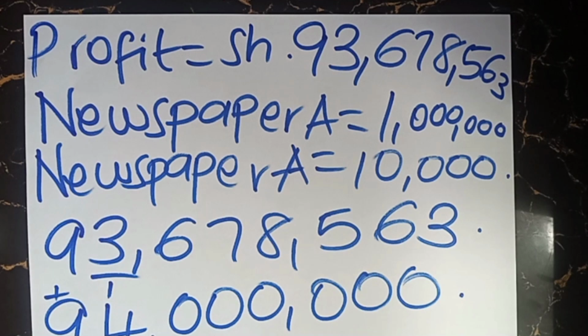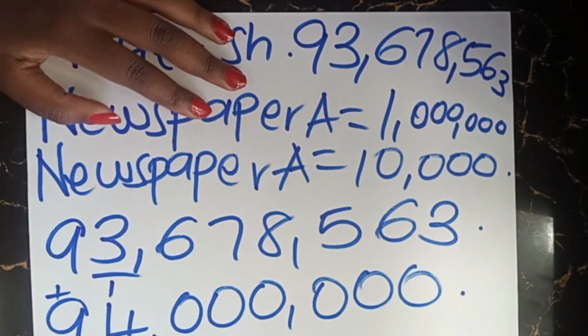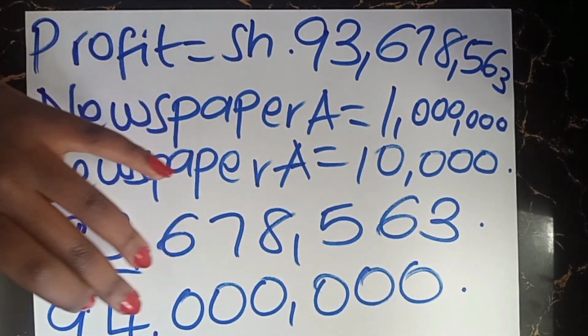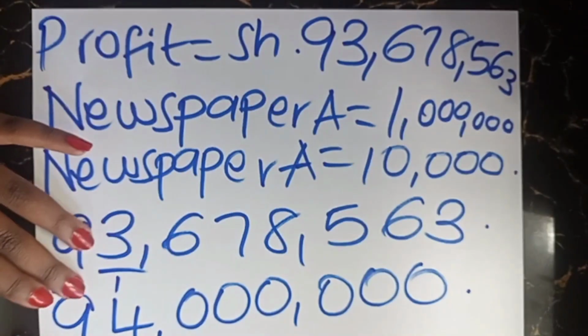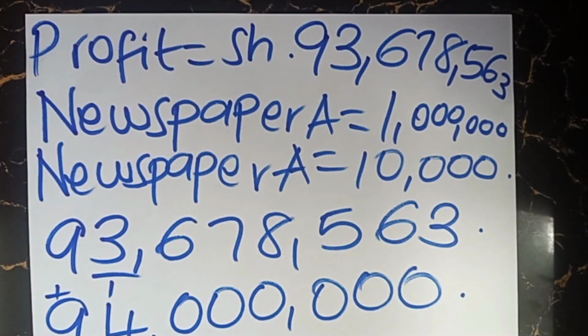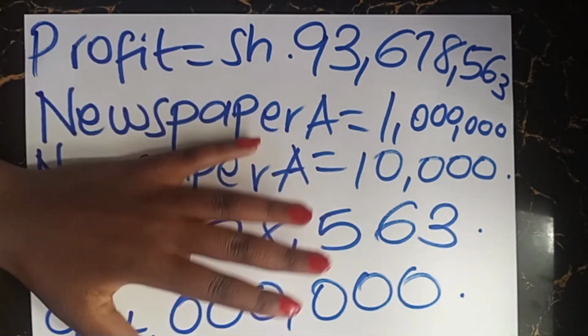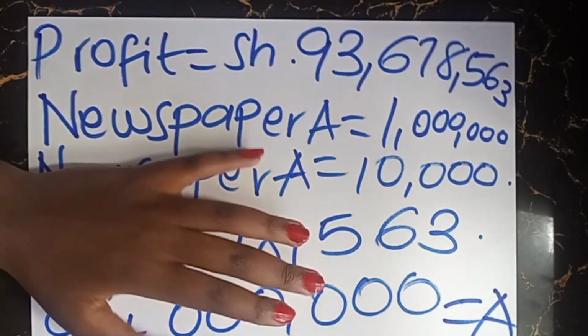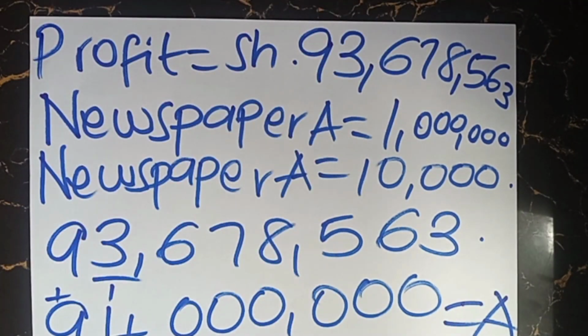Are we together? Yes, this is what our rounded off number looks like. And this is what newspaper A got when they rounded off the profit to the nearest 1 million. So I'll equate this to A because we called this newspaper A. So let's look at newspaper B.